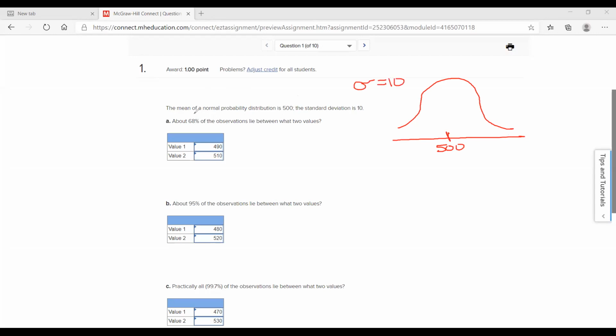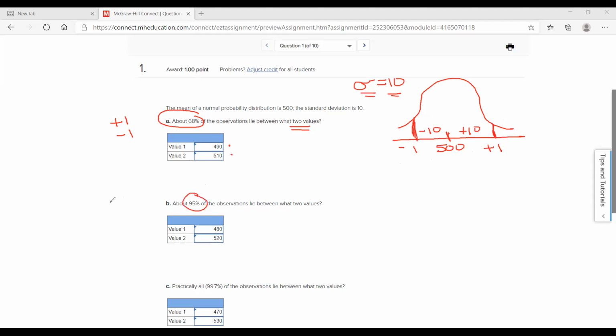So they want to know, about 68% of the observations lie between what two values? Well, by definition, that is plus 1 or minus 1 standard deviation. So we always know that by rule. If we go down to -1 standard deviation, all the way up to +1 standard deviation, and we know 1 standard deviation is equal to 10, it'd be 500 plus 10 and 500 minus 10, and that would give you 490 and 510 as the two values.